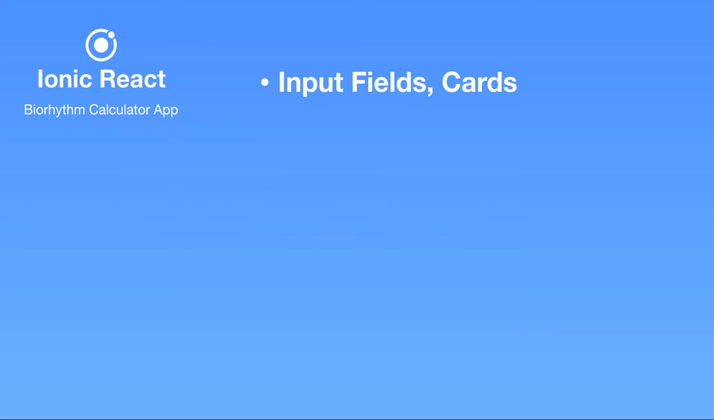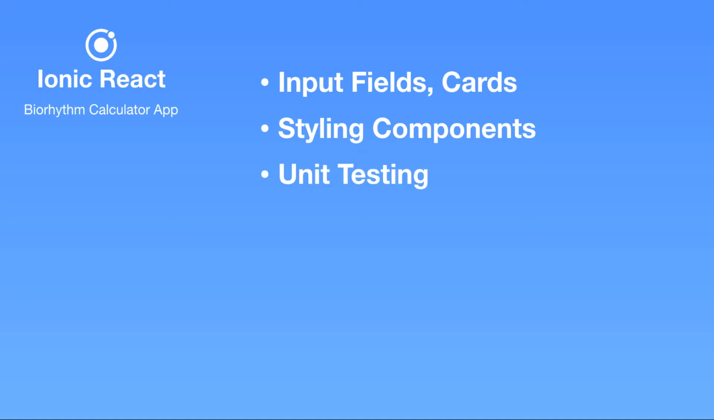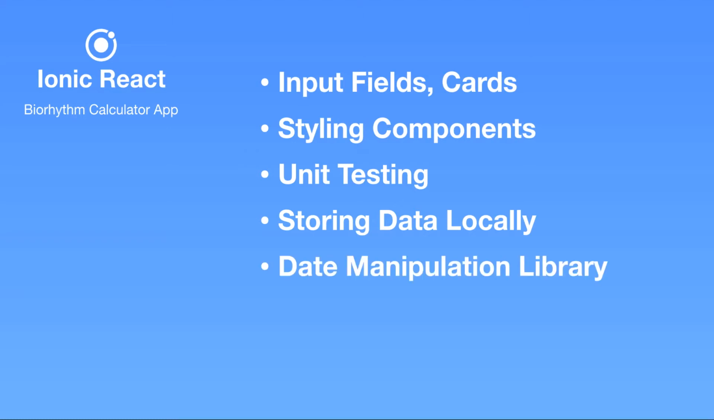We'll make use of some additional Ionic components like input fields that will let the user enter their birth date, for example. We'll also create a few React components of our own, and we'll see how to style individual components. Then we'll briefly cover writing unit tests that will be useful to make sure we calculate the biorhythms correctly. We'll want to store some data to remember some user settings, and we'll use local storage for that. And like any non-trivial project, we may want to use some additional libraries, for example, for working with dates, and also for displaying charts. One of the advantages of using Ionic is that it's based on web technologies, so we can use pretty much any JavaScript library that works in the browser.